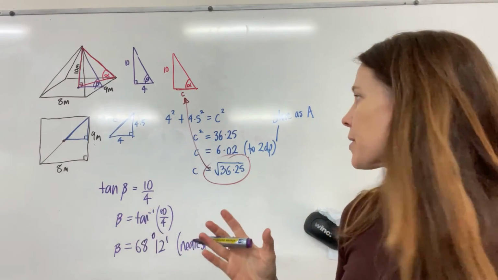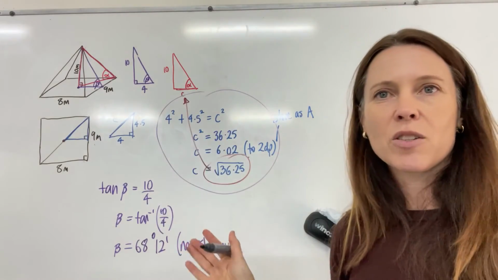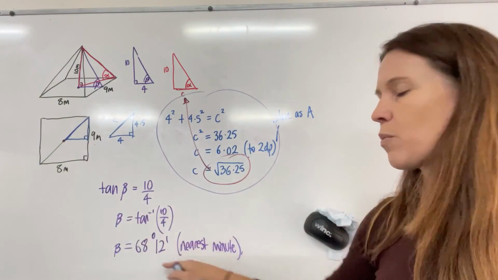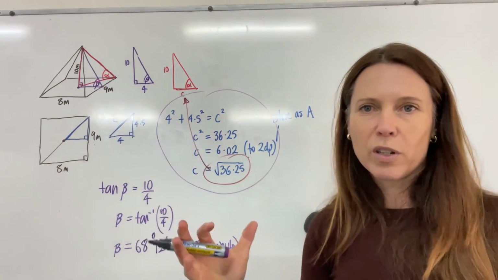So different methods there. I needed to use Pythagoras' theorem for part of it. One of my calculations was 2 steps. The other one was pretty straightforward. And depending on what information you have, you'll need to just work your way around the triangle.